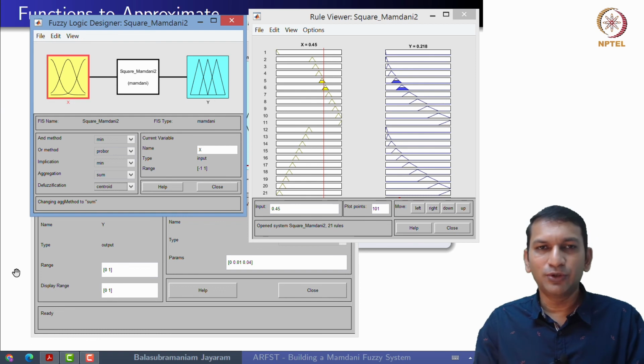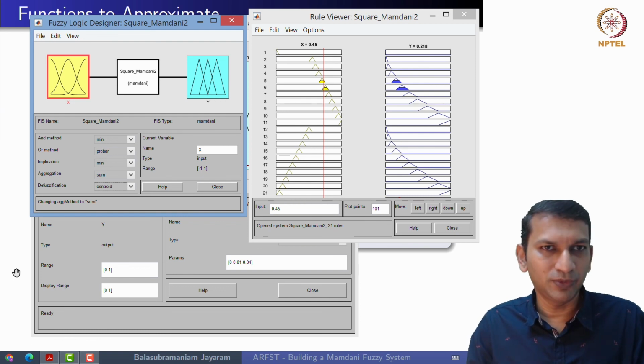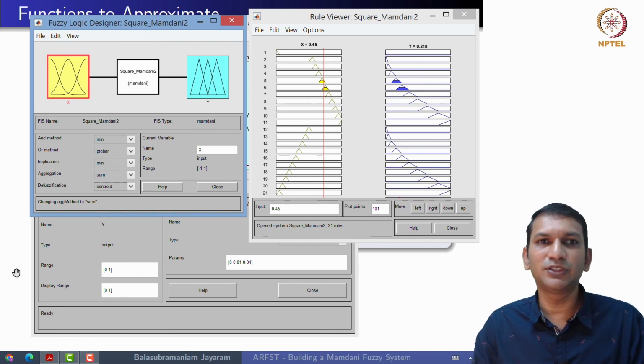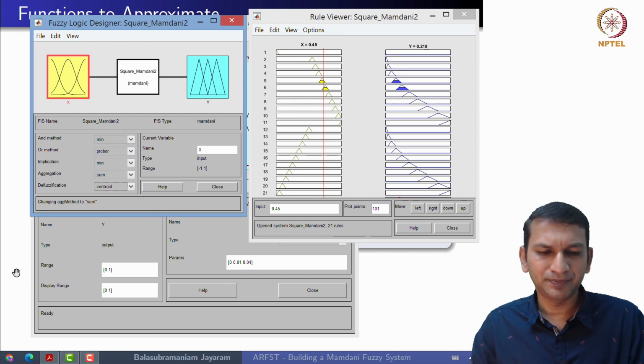In general, we do not know what is the function that we are going to approximate. The system function is not known, but we will have some data which is coming from the system, and using that data we build the inference system. We will see an example of it in one of these lectures this week.